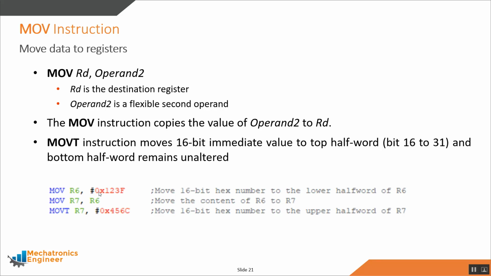For example, in this line of code, this constant value will be moved to the lower half word of register R6. And the next instruction will move the content of R6 to register R7. In the third instruction, we are using MOVT, so this constant value will be moved to the upper half word of register R7.